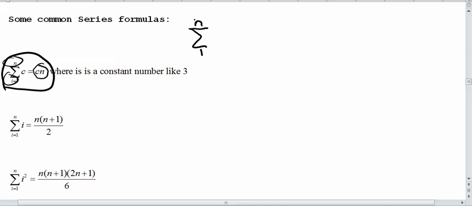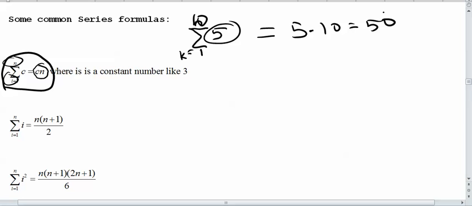So, for example, suppose I have 1 to 10, and I have a 5 here. That's a constant. In other words, the index k or i or j doesn't appear here on the right-hand side. Then the answer to this is 5 times 10, which would be 50. Okay, I'm going to erase this.